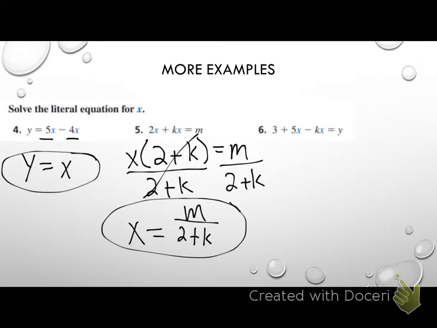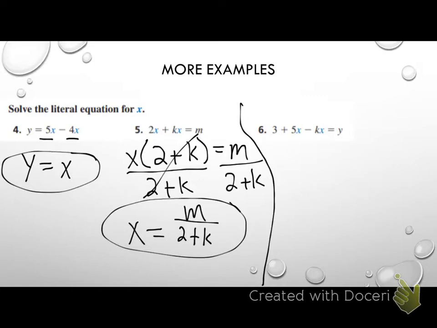Questions on 5? Not too bad? Okay, one more. Number 6, y equals 3 plus 5x minus kx. Any ideas where I might need to go from here? What are we trying to solve for? Trying to get by itself? X. So what's the only term on the left-hand side without an x? 3. So let's just go ahead and move that to the other side of the equation.